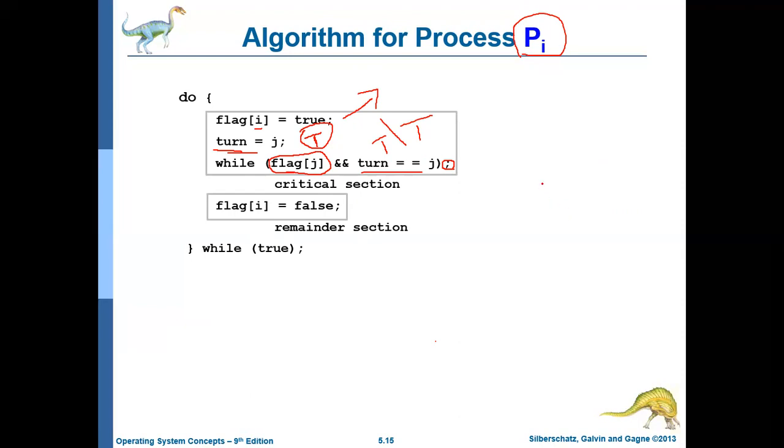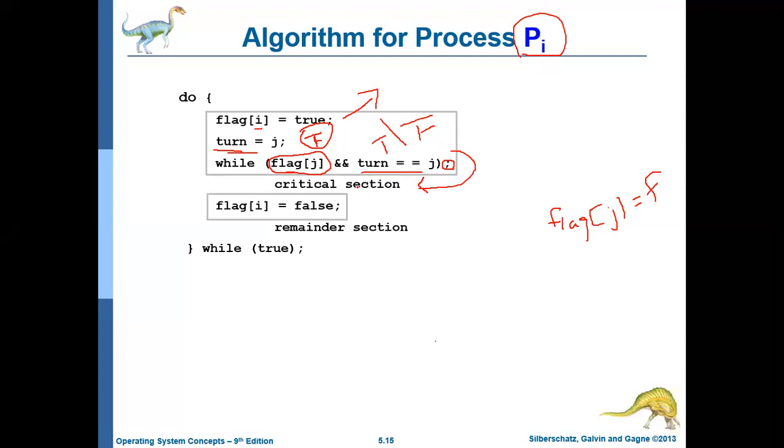And while coming out of the critical section, the jth process will make flag of j equal to false. So the moment it comes out of the critical section, flag of j will be false. So if flag of j is false, then automatically this condition will become false and true, and it will return false. So then the control will get into the critical section for the ith process.